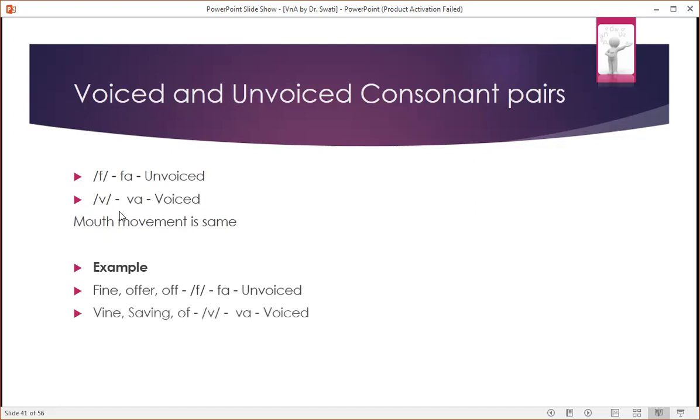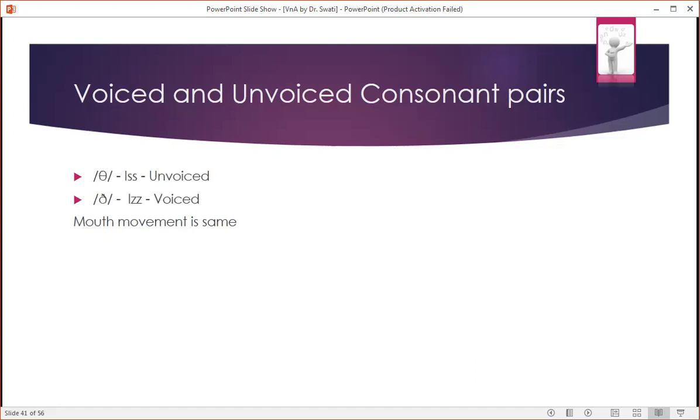On the other side, the mouth movement is going to be the same, but the pronunciation is different because it is voiced. So it is wine, saving, of. When you're saying this, you will see the vibration in your throat.